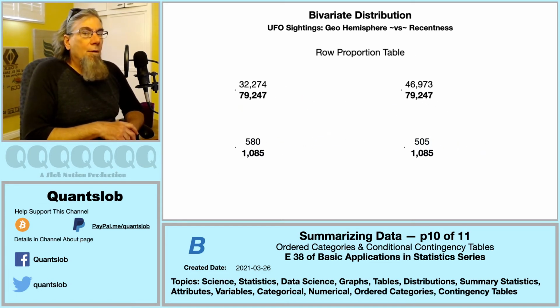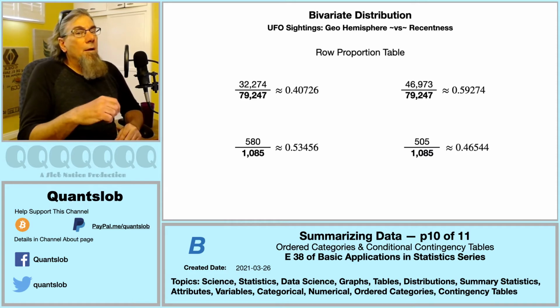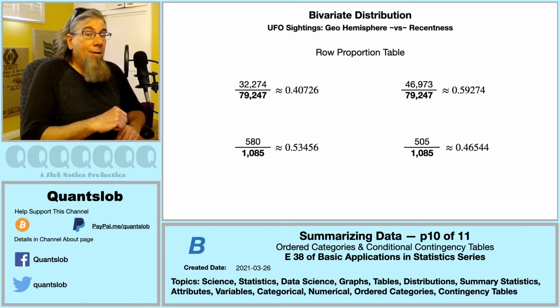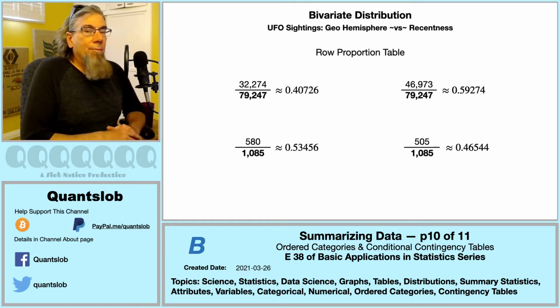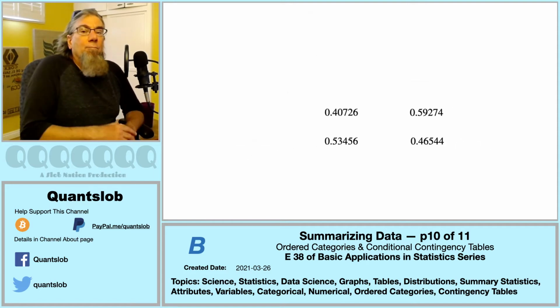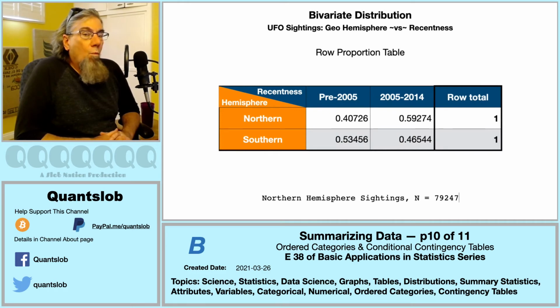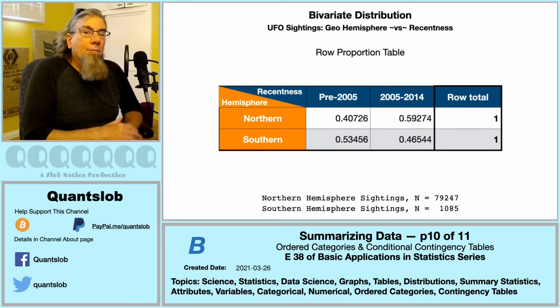In the old days of stats, this would be done maybe with the aid of a hand calculator, or these computations would be done by hand. Wouldn't be too bad in this case. It's not too bad, just 4 divisions. But in any case, so presto. Notice very importantly that our row totals are 1. Also note that we have gotten rid of the column totals.